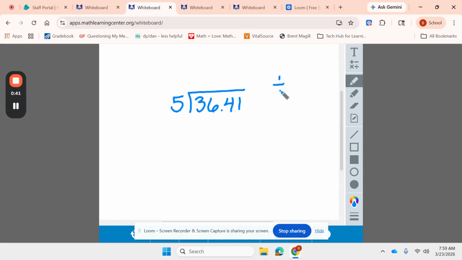Then we're going to figure out how many would be in each group and multiply to see how much that is. And then subtract it to see what's left to divide. And then we'll check to make sure we can or can't divide again. Then when we're all done, that's when we're going to consider the decimal. Okay? So let's go ahead and jump into it.